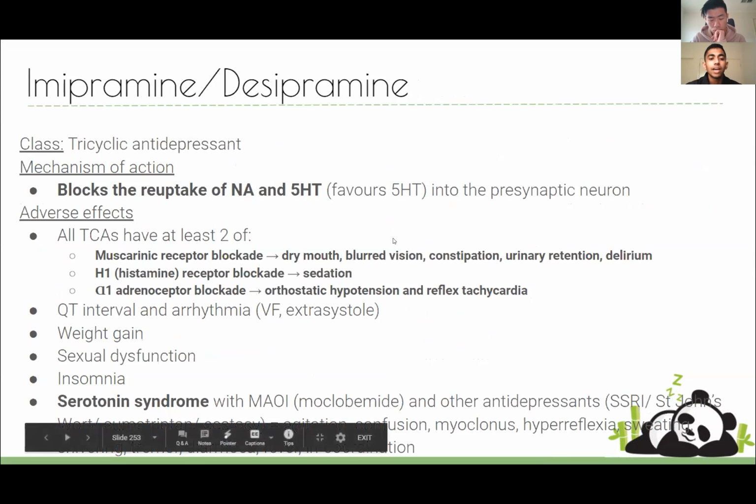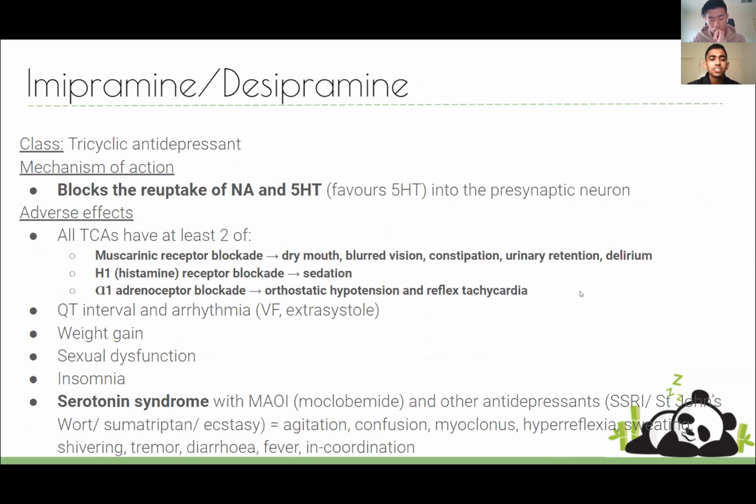They're going to block our reuptake of noradrenaline and serotonin, mainly serotonin. All TCAs have at least two of these side effects: either muscarinic receptor blockade, histamine receptor blockade, or alpha-1 adrenoreceptor blockade. So muscarinic receptor blockade is going to result in those common symptoms of dry mouth, blurred vision, constipation, retention, and delirium. Histamine blockade is going to result in sedation, and alpha-1 adrenoreceptor blockade is going to result in our blood vessels not working properly. So we're not going to get as much constriction. We're going to get orthostatic hypotension and then a reflex tachycardia to try and compensate for that.